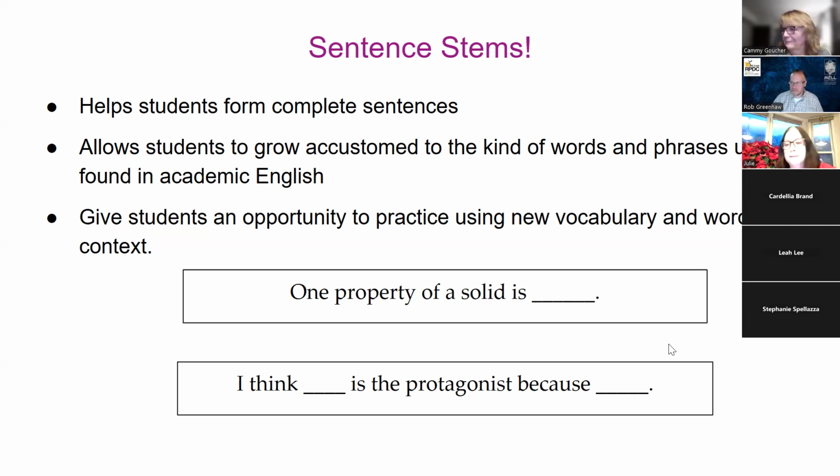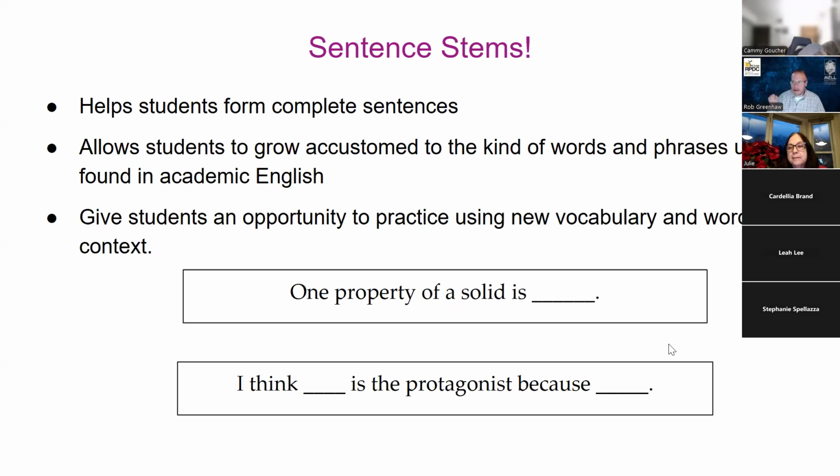Me and my partner, Miss Ward, we've been using Frayer models for years and the kids really like it. Awesome, great. Thank you. Is it Cardelia or Cordelia? Cordelia. Thank you. I think I remember you from last session.